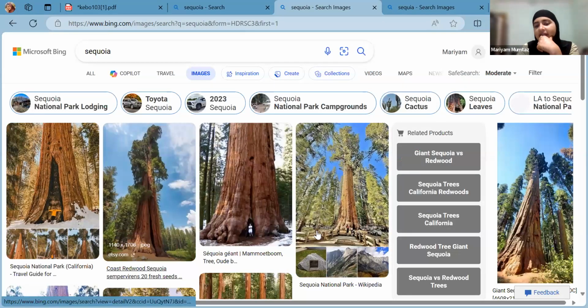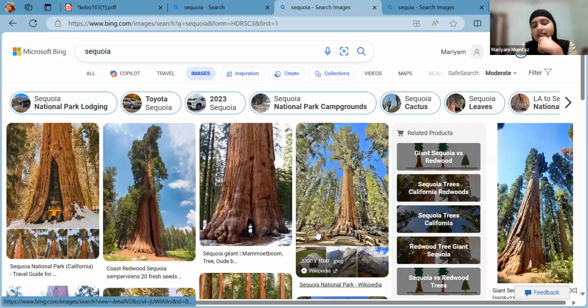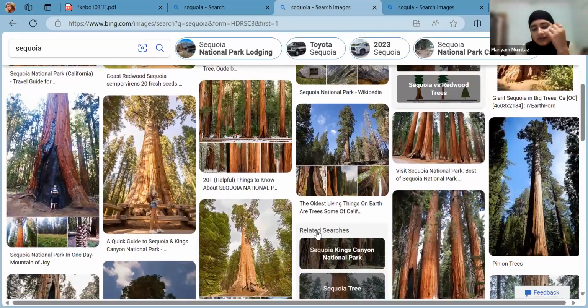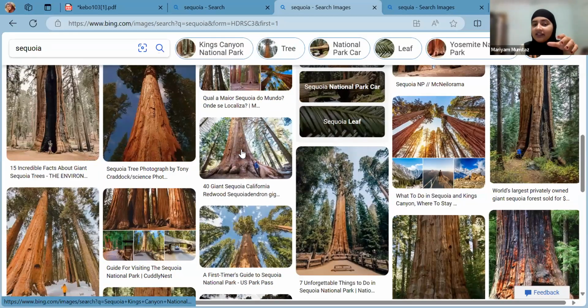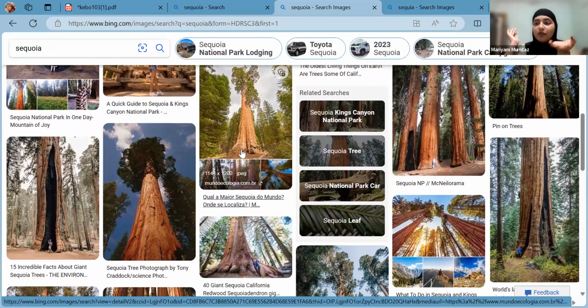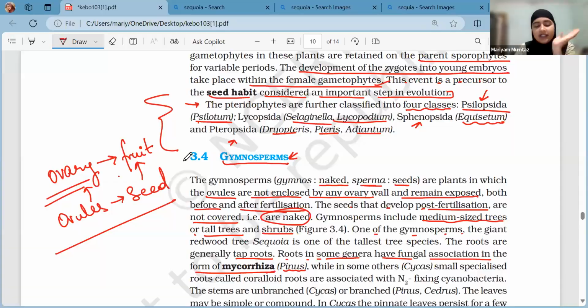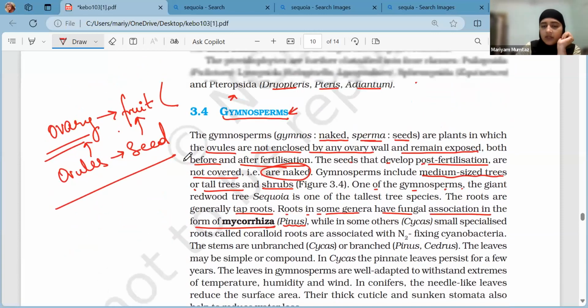The giant redwood tree, one of the tallest tree species. See, evidently redwood is there, right? So this is again a gymnosperm. Now you see how the plant's height has increased and it has become a full grown tree, right? Now, the seeds produced by this are not covered by the ovule.